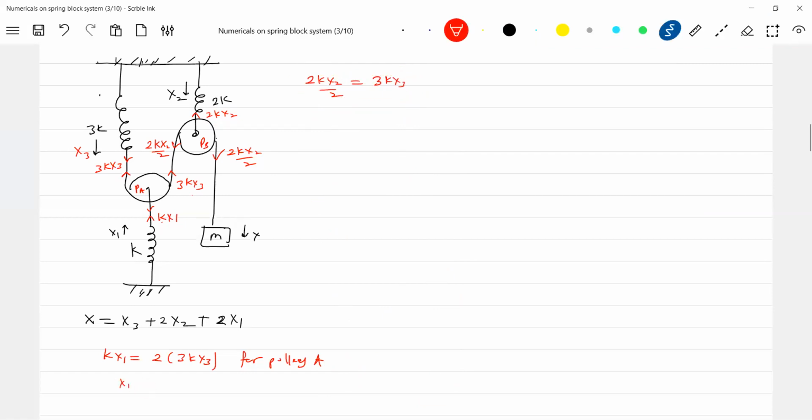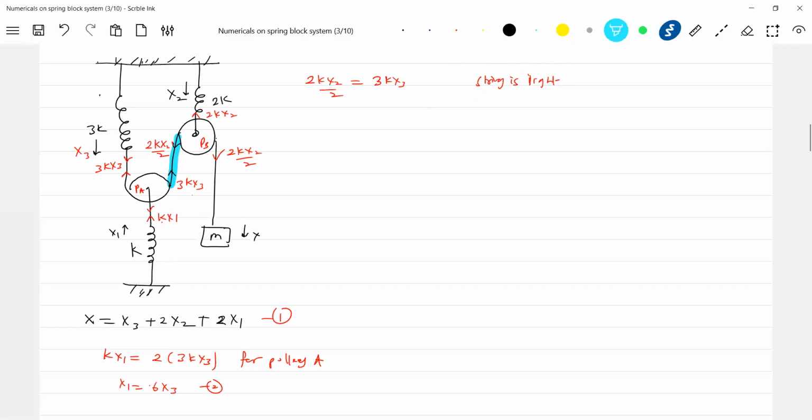Now let me simplify. This will be 6x3. This is equation 1. This is 2. Then this string is inextensible. String is light. So therefore, this tension, this part of string is very important. I'll underline it like this, the blue color string.